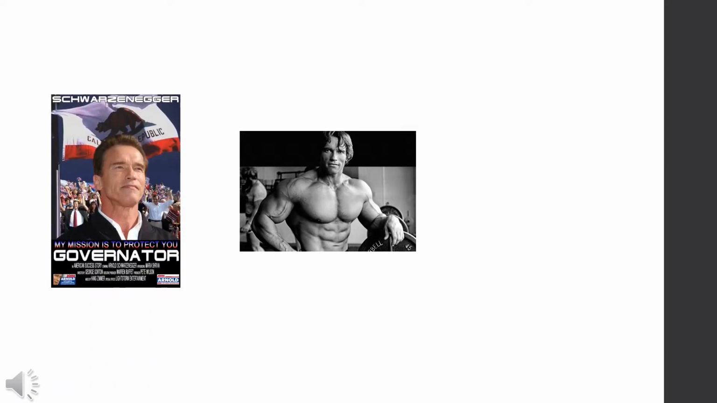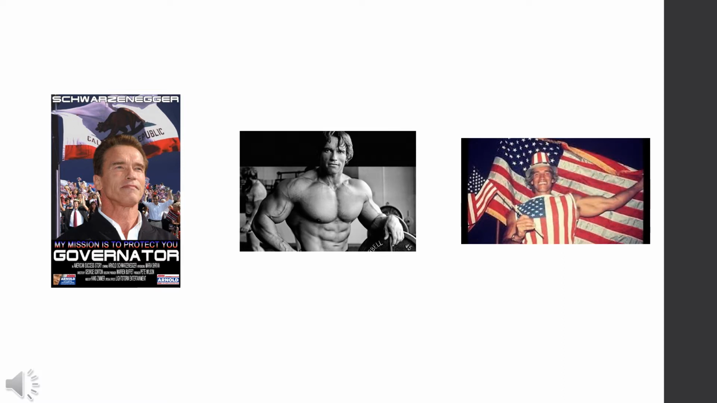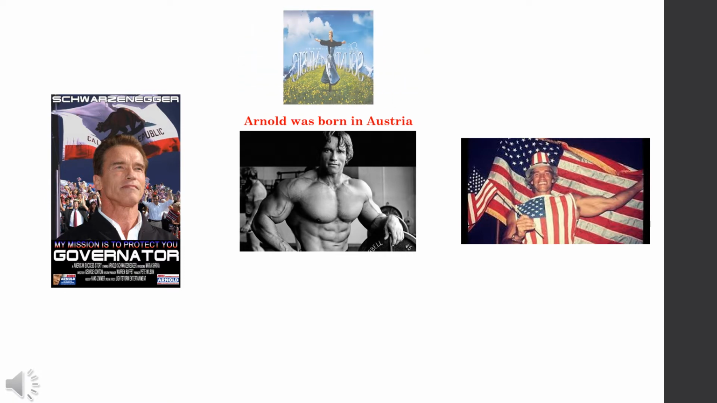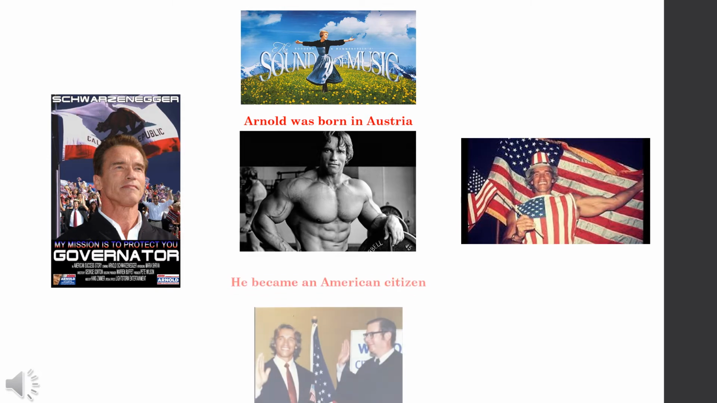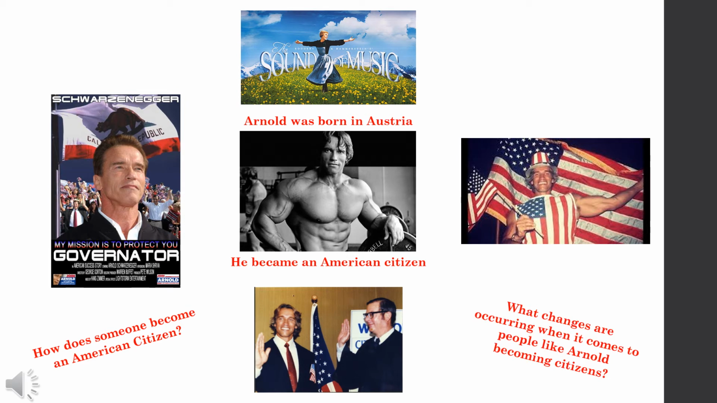Welcome to Virginia Civics and Economics Lecture 1.7a on American Citizenship, and let's talk about one of my favorite all-time Americans, Arnold. You know, the Governator. And if you catch him at the right moment, Schwarzenegger can be downright patriotic. But here's the thing. Arnold was born in Austria. You know, the hills are alive with the sound of music, Austria. And he became an American citizen. Well, how does someone become an American citizen? And what changes are occurring when it comes to people like Arnold becoming citizens? Today we'll answer those two questions. With that said, let's go to the next slide.